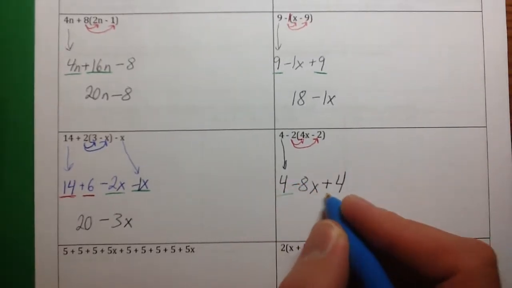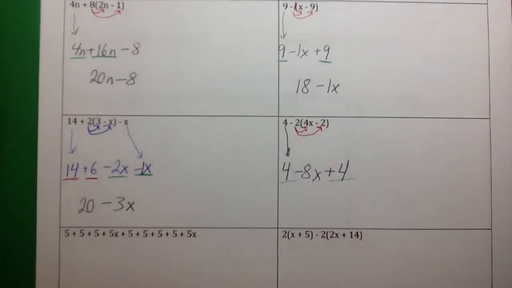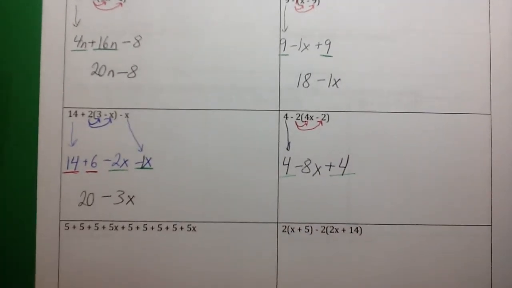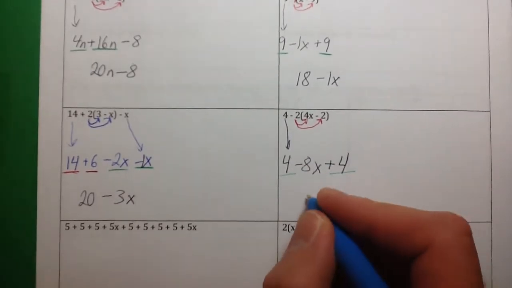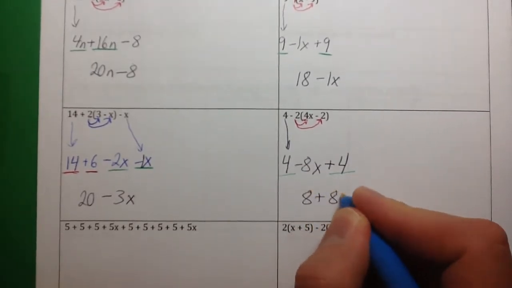4 plus 4. If I had 4 fingers on one hand and 4 fingers on the other one, then I'd have a normal set of hands. I'd have a couple thumbs too.